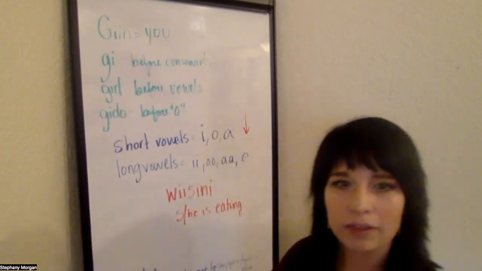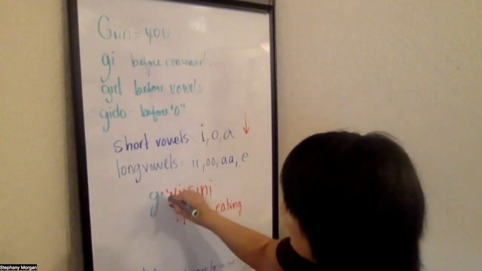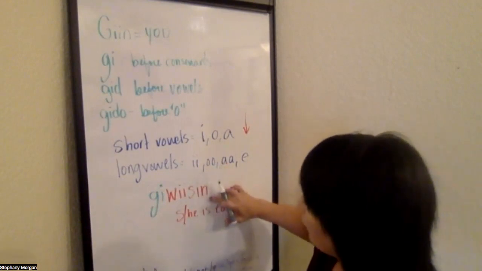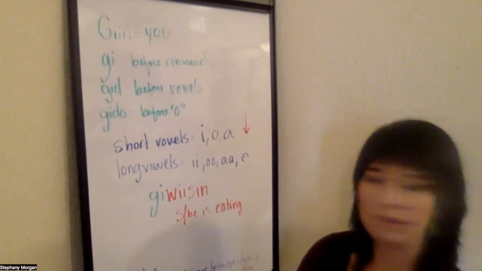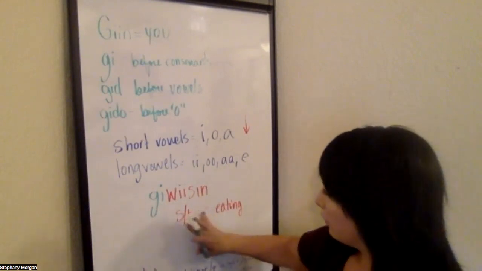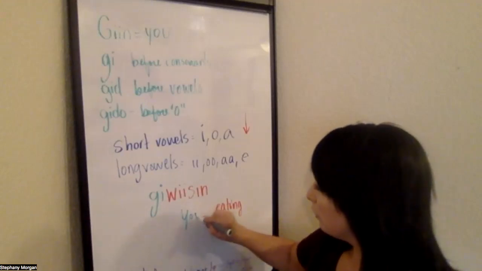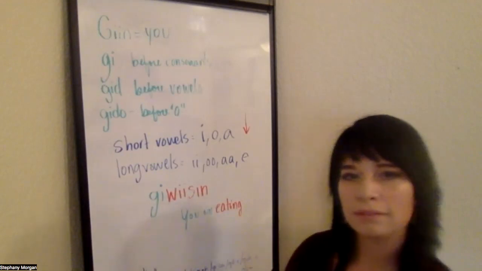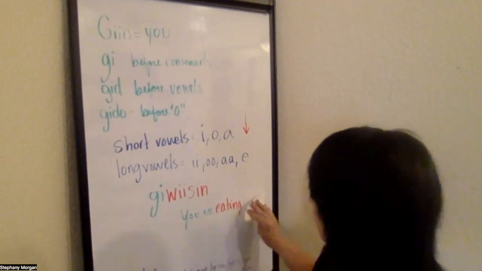All right, what did you get? If you added get, that is correct. And if you remember to take that short I off the end, then you're golden. Gewesen means you are eating or you eat. Excellent. All right.